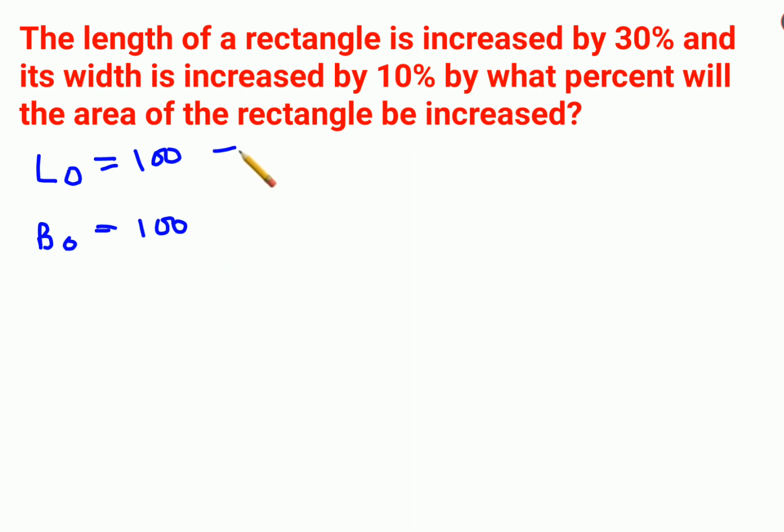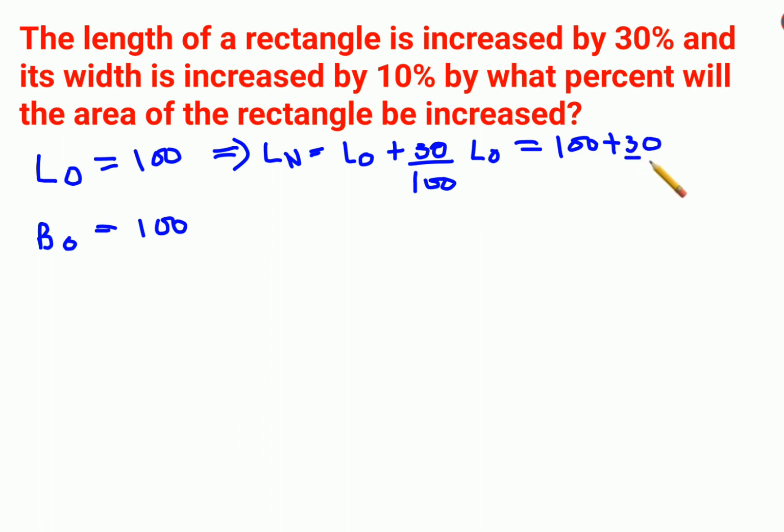So now from here I can say the new length will be the original length or old length plus 30% of old length. Correct? So this comes out to be 100 plus 30 upon 100 into 100. So eventually this comes out to be 100 plus 30. New length comes out to be 130.